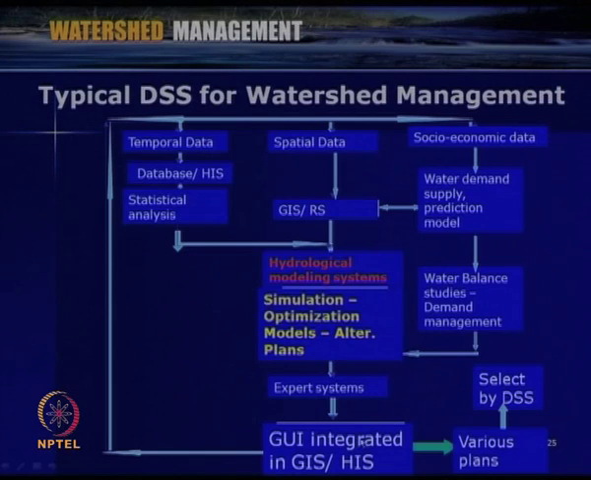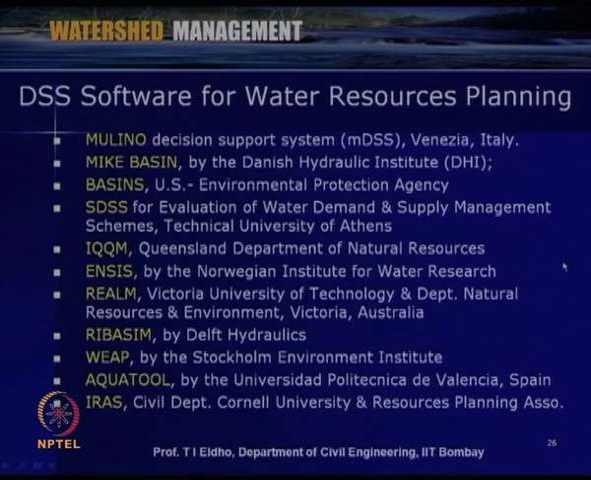And then all these things will be represented in a graphical user interface integrated in GIS or hydrological information systems. So, GUI integrated in GIS or HIS. So, finally various plans are available, and then the decision maker can use the total system to select a particular alternative or particular plan or particular scenario. So, this shows a typical decision support system related to watershed management.